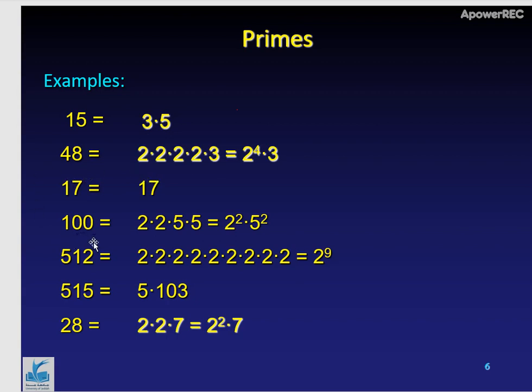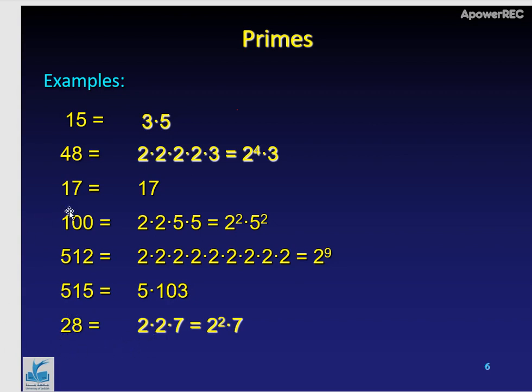Similarly, 100 is a composite number which has a very small prime factor. 512 has a very small prime factor as compared to its square root. 515 also has a small factor as compared to its square root, which is about 24. Similarly, 28 has a small prime factor.